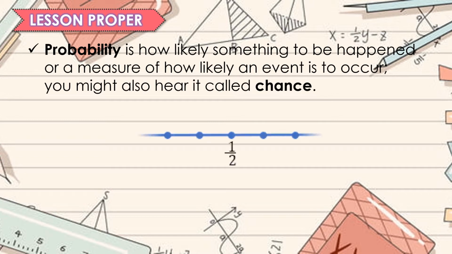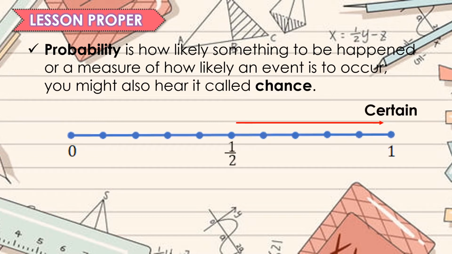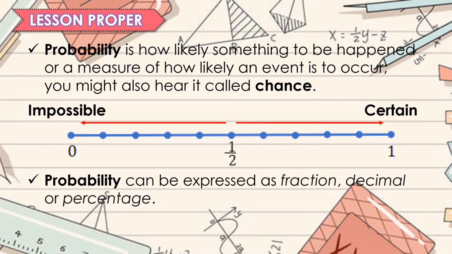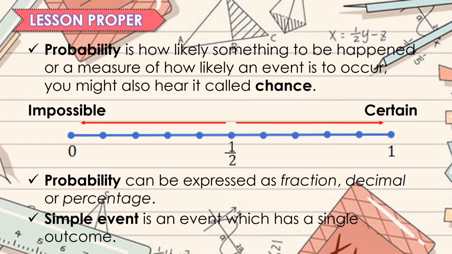The more likely an event is to occur, the higher its probability. The less likely an event is to occur, the lower its probability. Probability can be expressed as a fraction, decimal, or percentage. And a simple event is an event which has a single outcome.